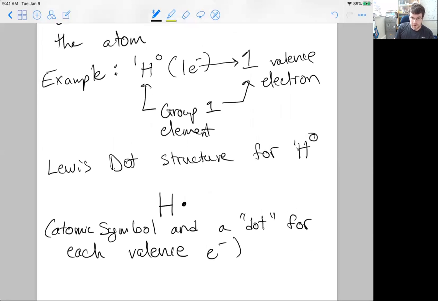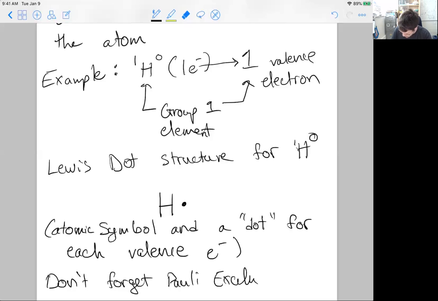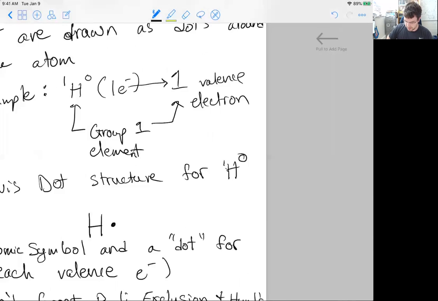The thing we want to do as we move into other elements is we don't want to forget the various rules. In particular, we don't want to forget the Pauli exclusion principle and Hund's rule. So we don't want to forget the principle and the rules as we're drawing more complex Lewis dot structures. Let's look at an example of that right away.